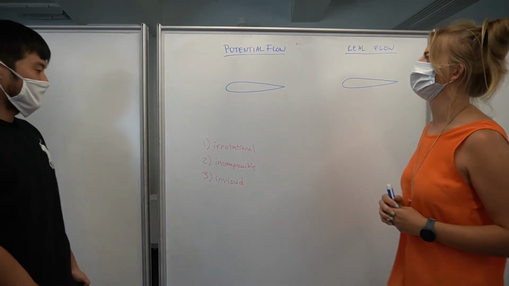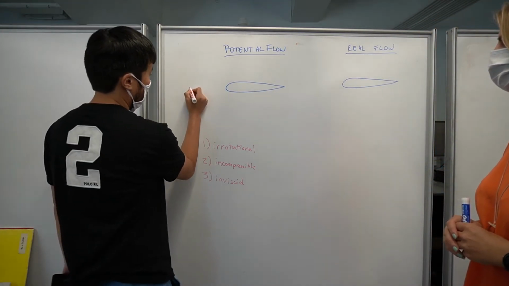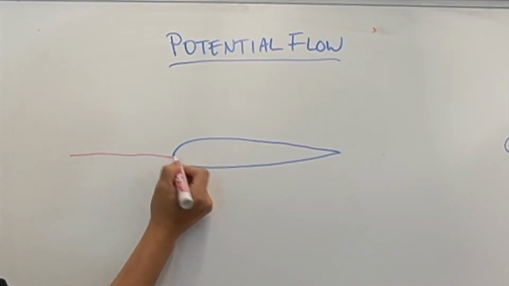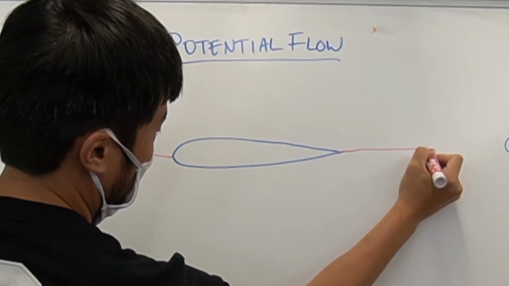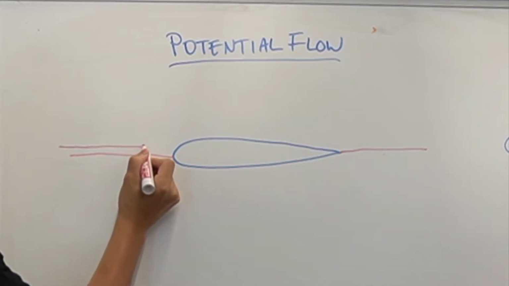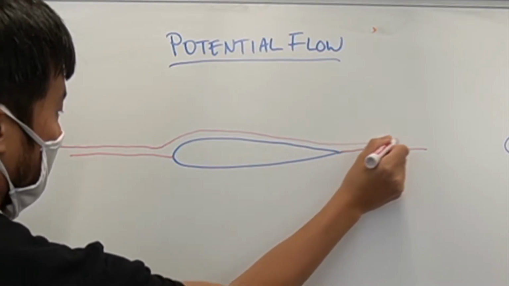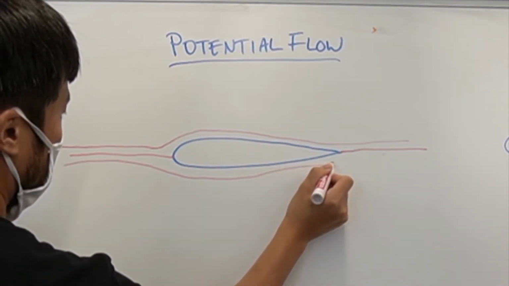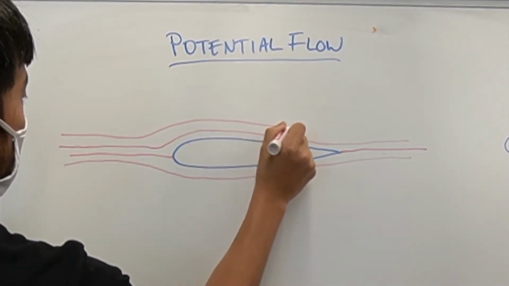So what does the flow look like? With potential flow, we have our incoming flow that creates a stagnation point here. And at the trailing edge, we also have a stagnation point leading out. And the flow stays attached to the airfoil throughout the entirety of it. So it follows the shape of the airfoil perfectly as it travels around the airfoil.